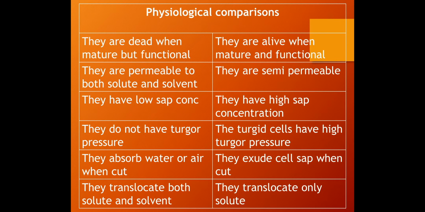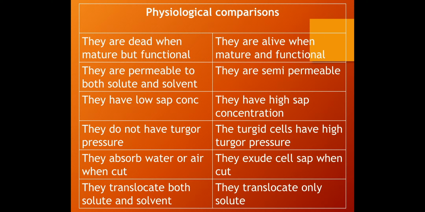Coming to the physiological comparisons, the xylem vessels are dead when mature but functional. The sieve tubes are alive when mature and they are functional. Vessels are permeable to both solute and solvent. The sieve tubes are semi permeable. Vessels have low sap concentration. As a result, they do not have turgor pressure. They absorb water or air when cut and they translocate both solute and solvent.